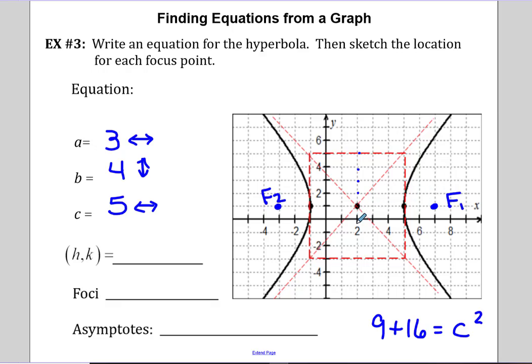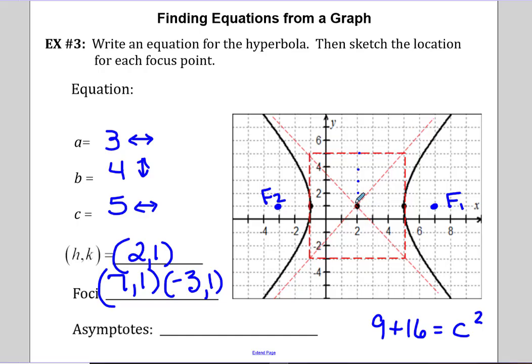So the center looks like it's located at (2, 1). And this first focal point is located at (7, 1). And the second one looks like it's at (-3, 1).